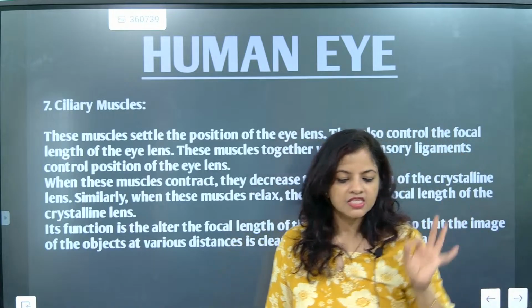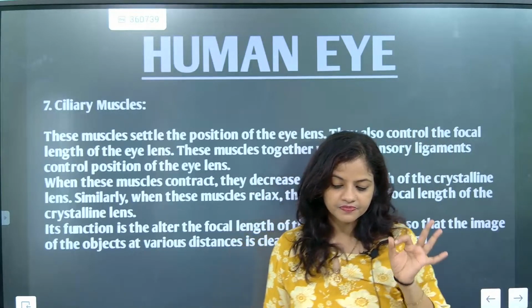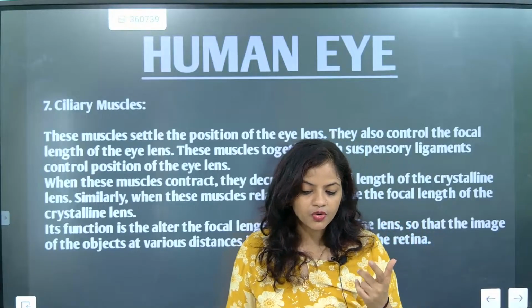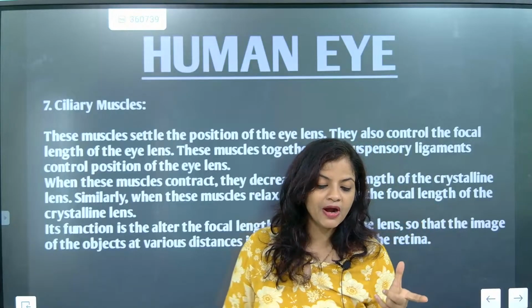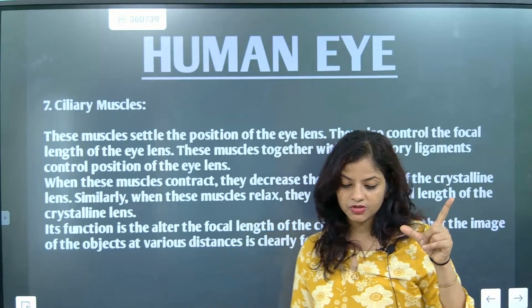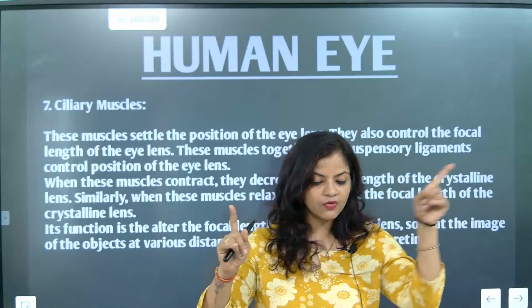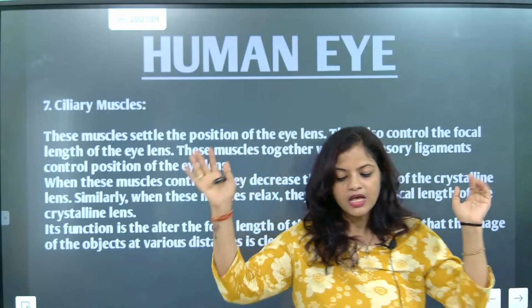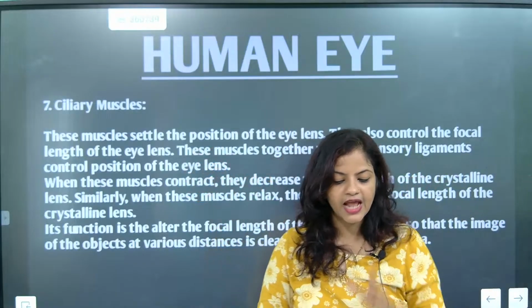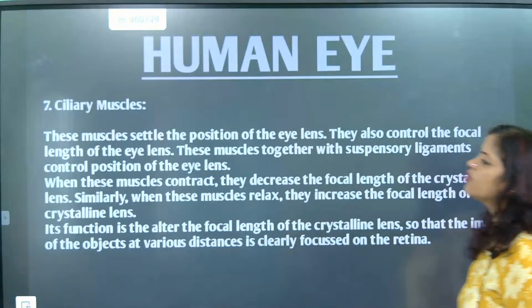Suspensory ligament and ciliary muscles. Yes, beta, the fluid part controls the length of the eyeball. Super. The fluid part, aqueous humor and vitreous humor, keeps the eyeball shape intact. Absolutely correct. So now we will go for the next.